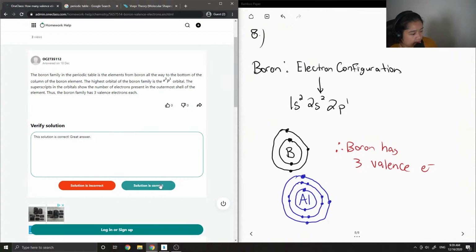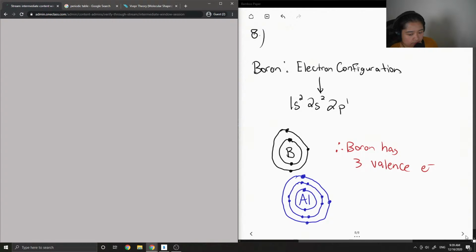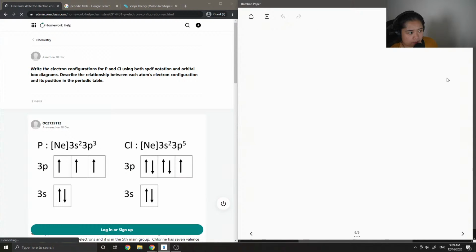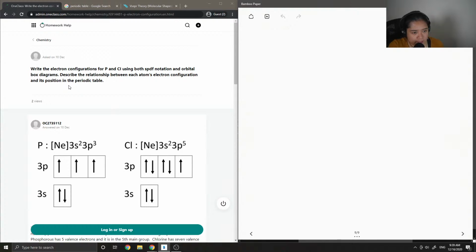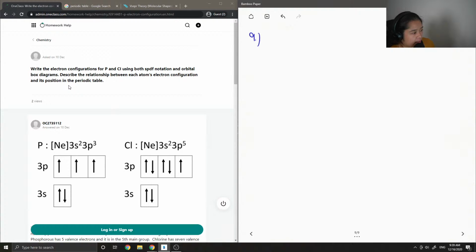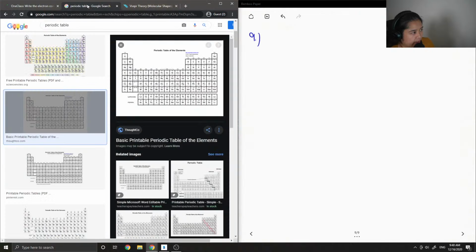Okay, so on to question 9. Write the electron configurations of phosphorus and chlorine using both SPDF notation and orbital box diagrams. Describe the relationship between each atom's electron configuration and position in the periodic table.